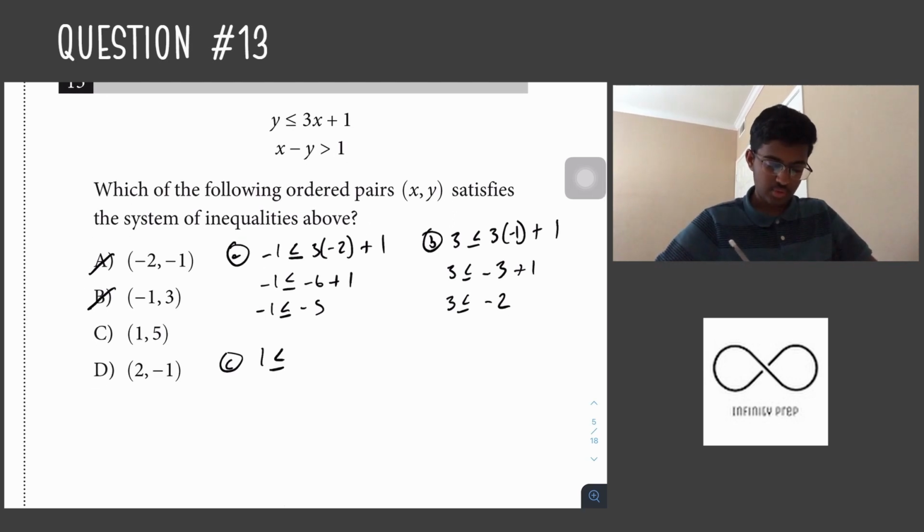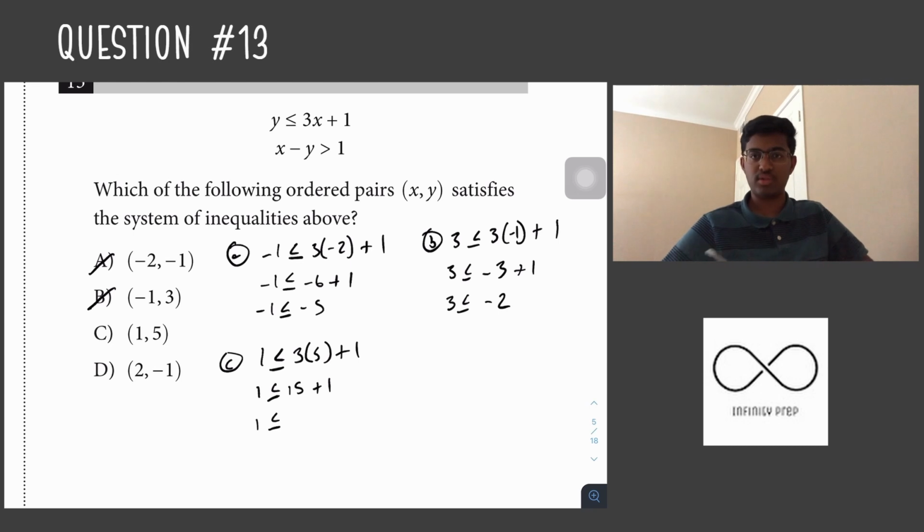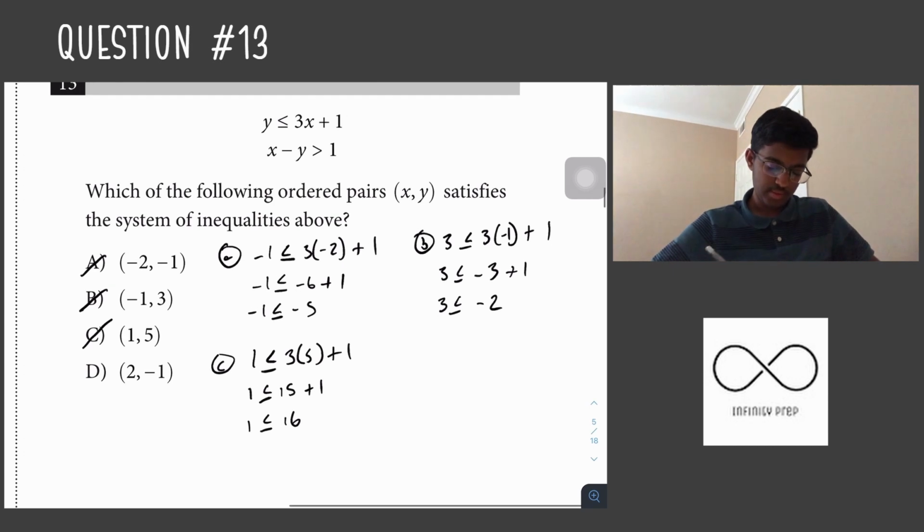1 is less than or equal to 3 times 5 plus 1. 1 is less than or equal to 3 times 5, which is 15, plus 1. 1 is less than or equal to 15 plus 1, which is 16. And this is not true, so answer choice C is also incorrect. D.